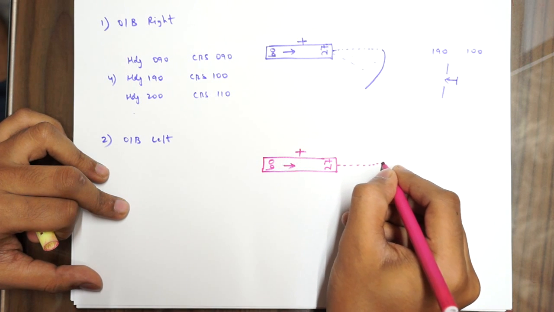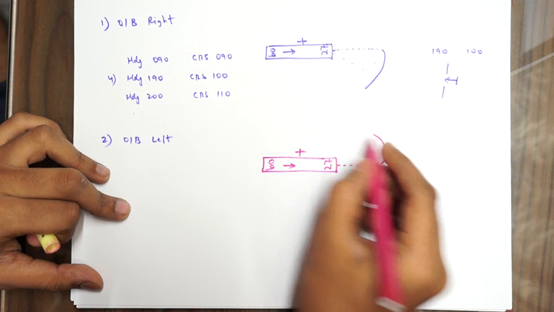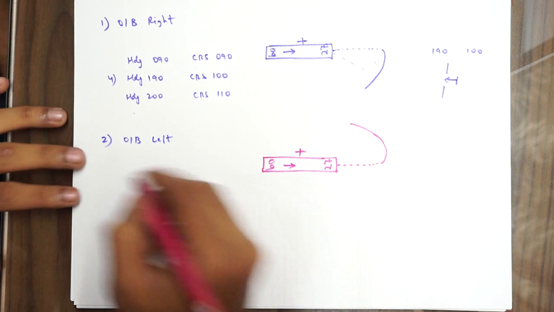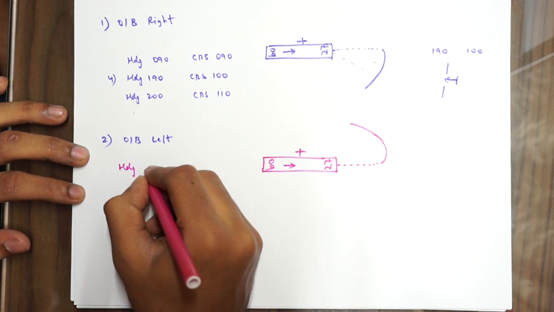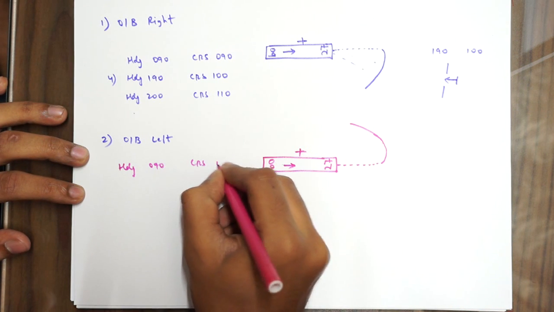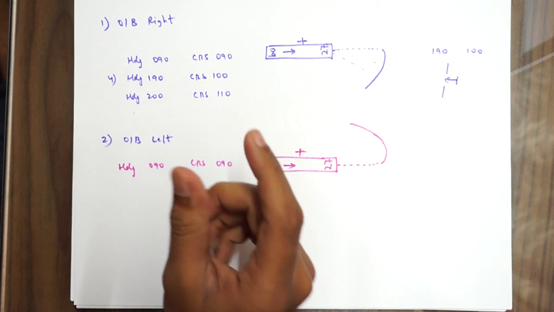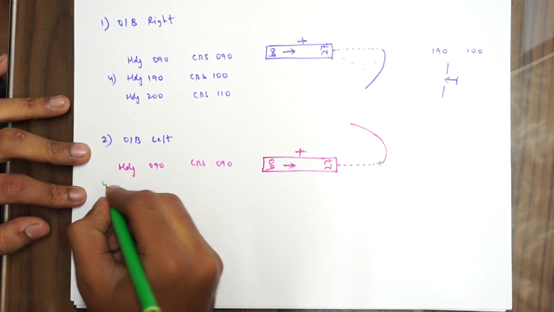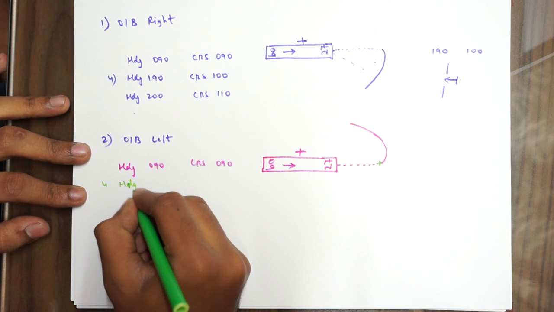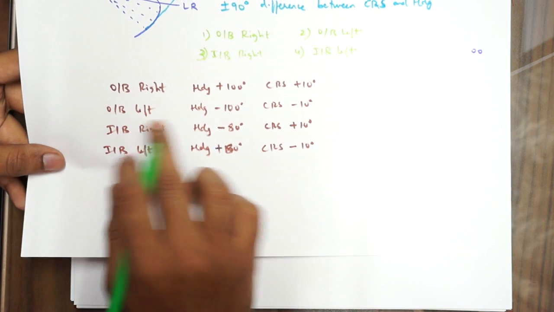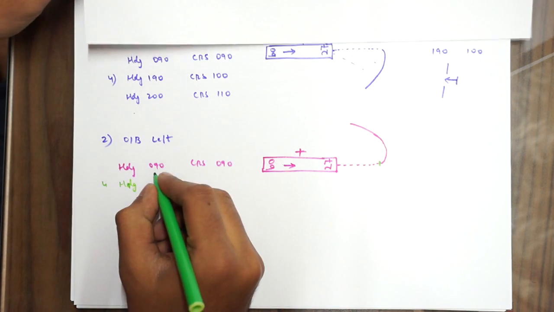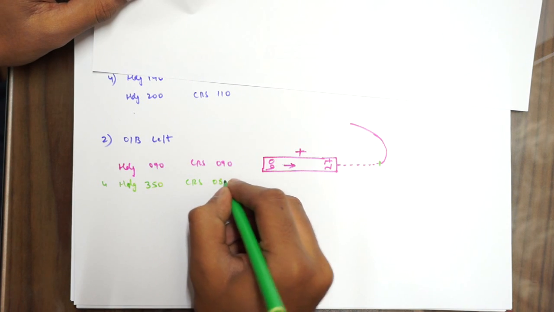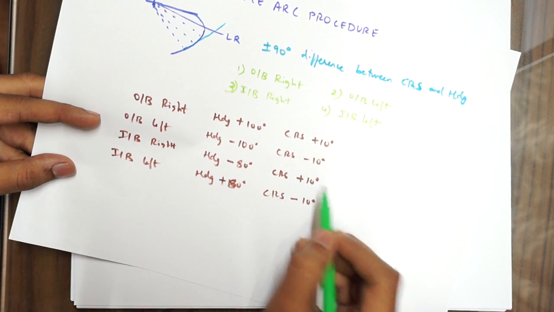Alright, so same DME arc, but it's a left turn this time around, and this is for maintaining a 5 DME arc. Same thing, at this point your heading is 090, your course is also 090. Now what I want you to do is, at 4 DME, somewhere here, you will start a turn towards the left. As you can see, outbound left, heading minus 100, so minus 100 will give me 350, and your course will be minus 10, so 080.